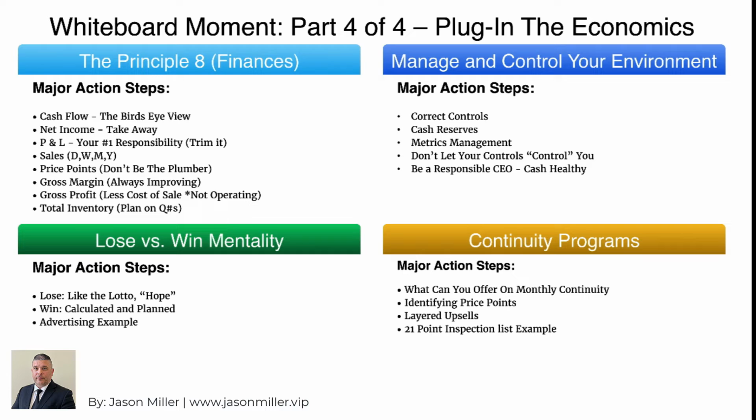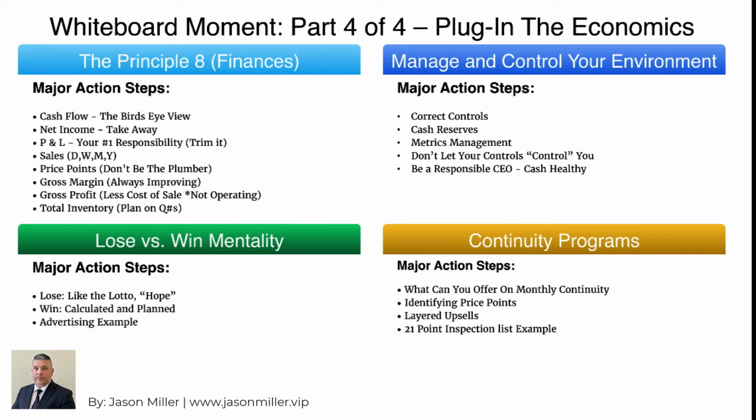Manage your metrics. Metrics are very important. What gets measured gets managed, and what gets managed gets improved, right? So we want to focus on managing those metrics to improve them, whether that's getting better manufacturing rates, maybe finding a different wholesaler that's cheaper, and then looking at those metrics to support the life cycle of the business. Now, don't let your controls control you.